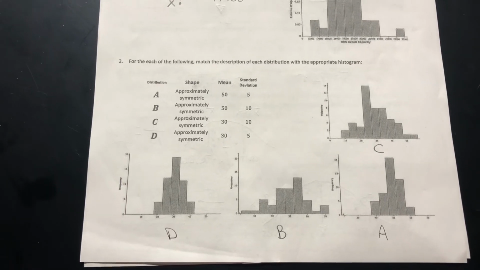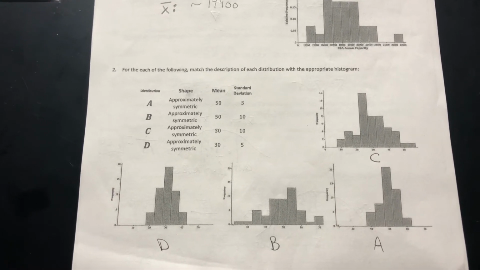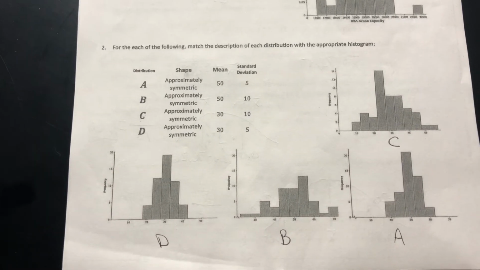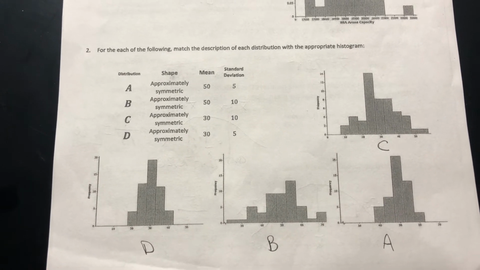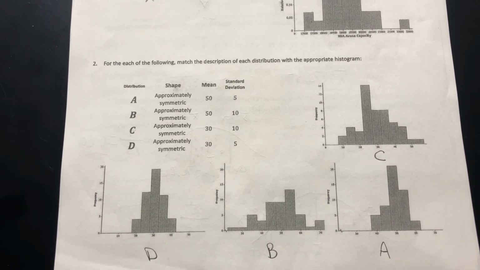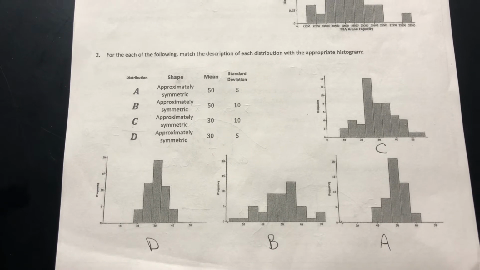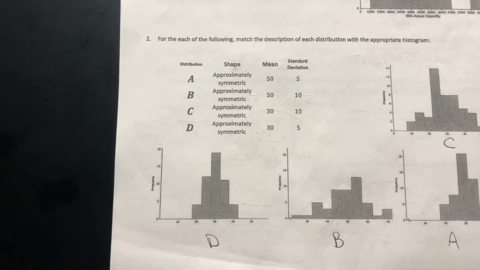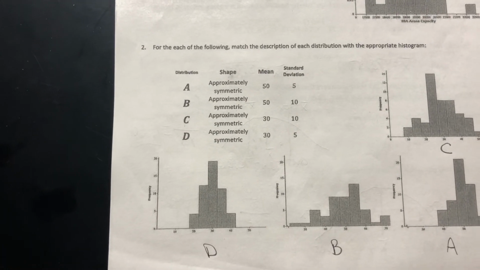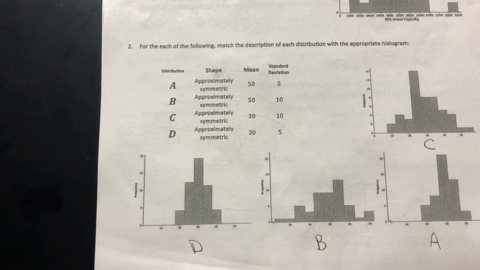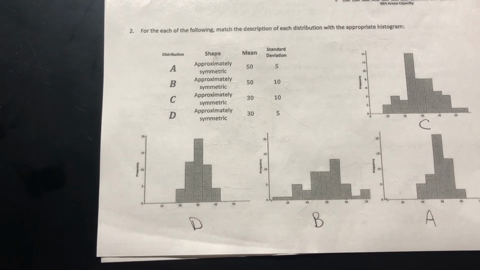Number 2, we're matching with the best histogram and the description. So A is going to be in the bottom right corner. For this one, the data is approximately symmetric. It's obviously not exact. The mean is in the middle, which is 50, and it's going up by about 5 units. B is going to be the one right here. This one is approximately symmetric as well. There's a mean of 50, so about the middle, and then a standard deviation going up by about 10 units.